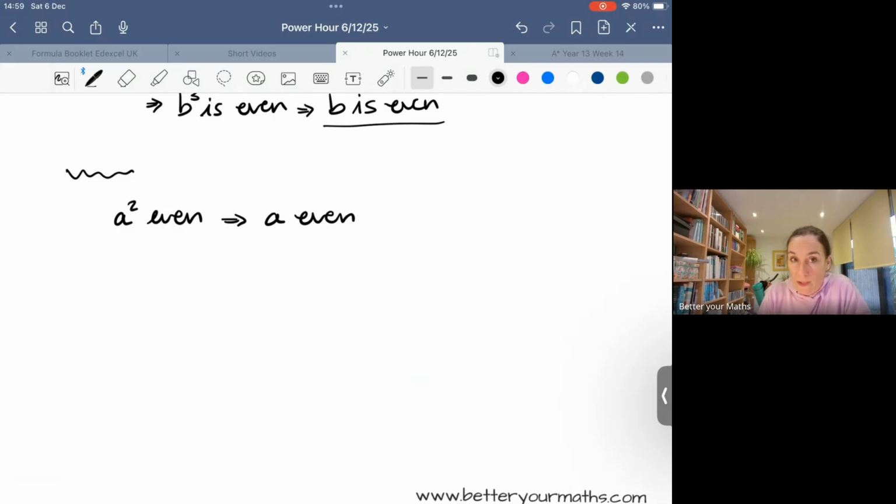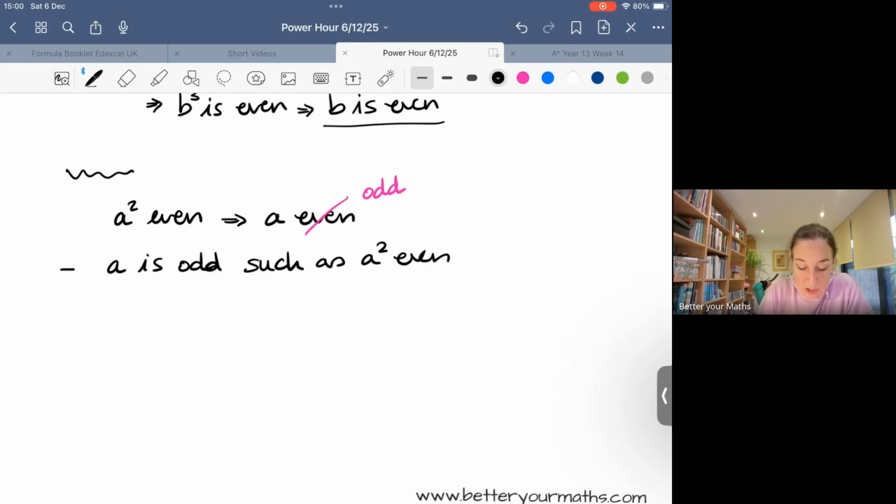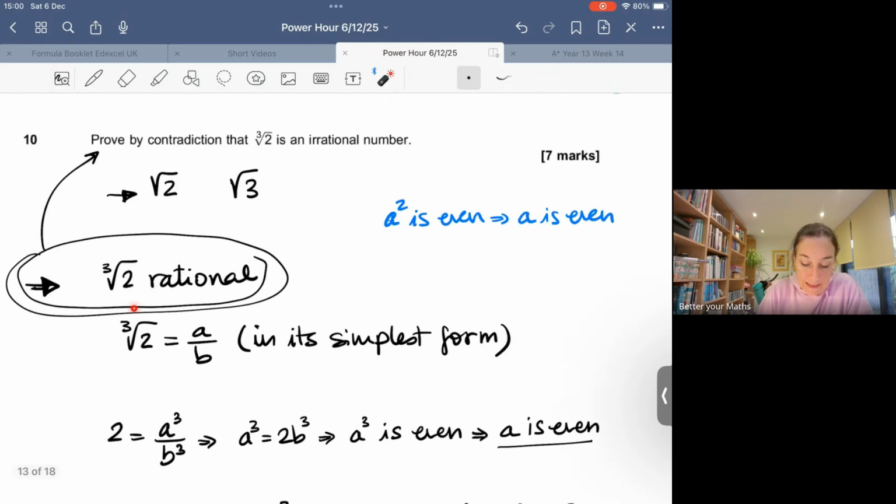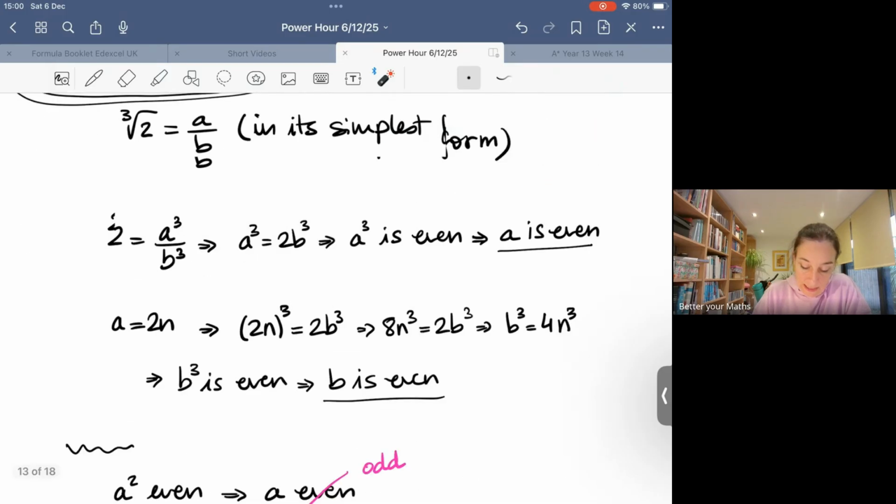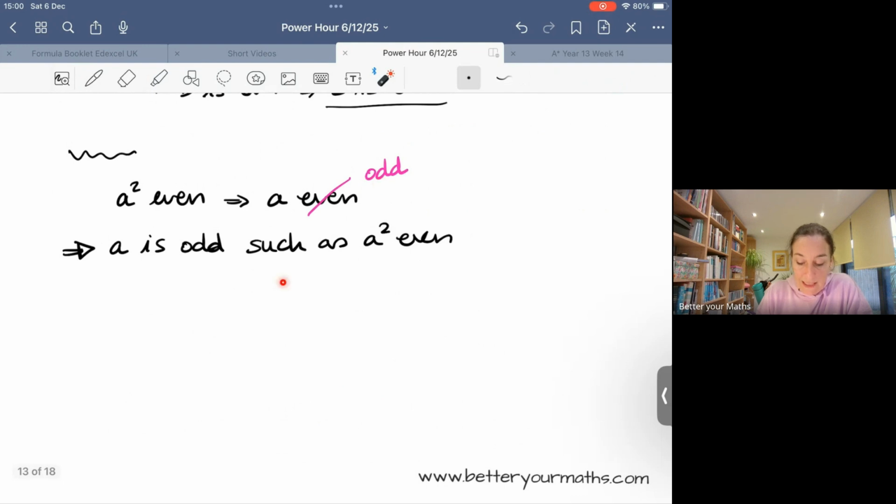We are going to prove by contradiction, which means I'm going to think about the opposite. So instead of even, my contradiction is going to be that this is odd. Please don't do both, because then both might be true. Just one. You just write the opposite to one. So I'm going to suppose there is an a that is odd, such that a squared is even. That's what I'm trying to prove. That's the equivalent to the one that is not true, and I'm going to find the contradiction.